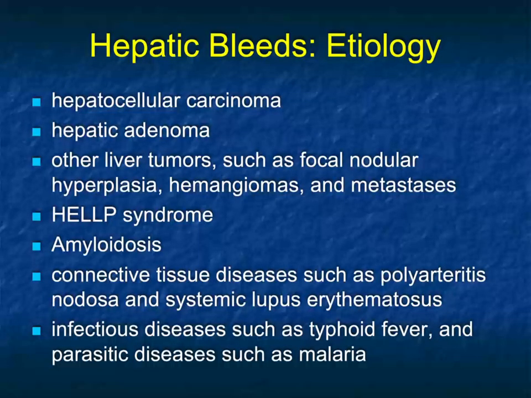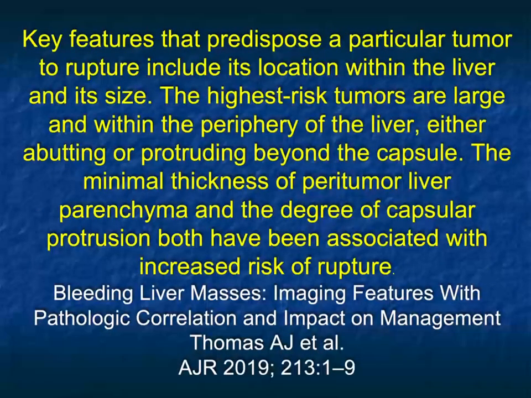And here's just a list of the causes of bleeds, right? Hepatoma, hepatic adenoma, FNH, hemangiomas, METs. I just showed you a case of METs. I will admit hemangiomas are exceedingly rare. People show case reports. I think I've seen one. HELLP syndrome, amyloidosis, connective tissue disease like polyarteritis nodosa, where you have a vasculitis type process, and occasionally from infectious diseases, but it's unusual: infection, typhoid fever, and malaria.